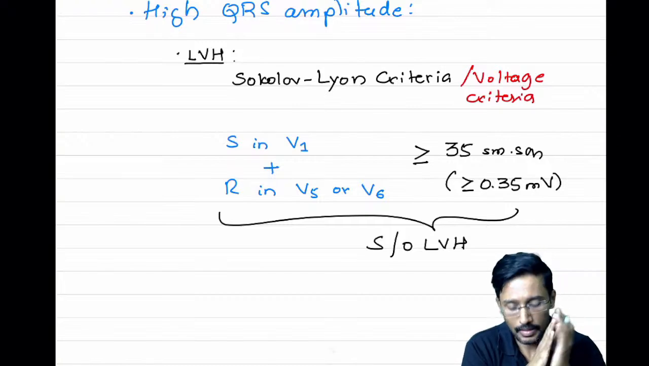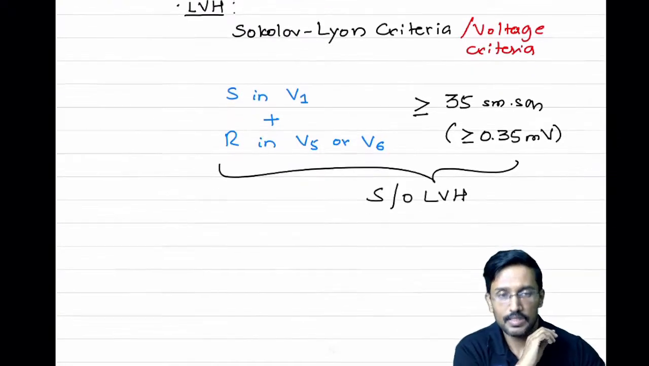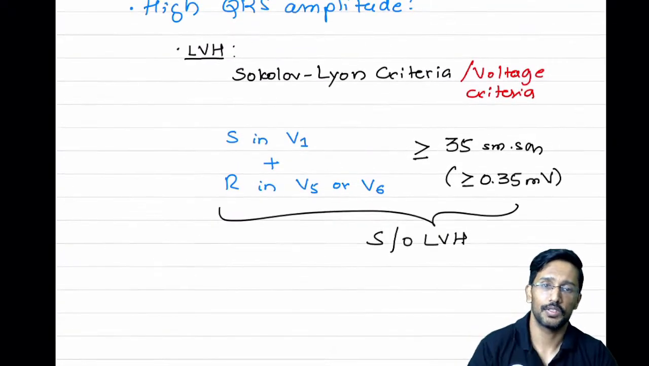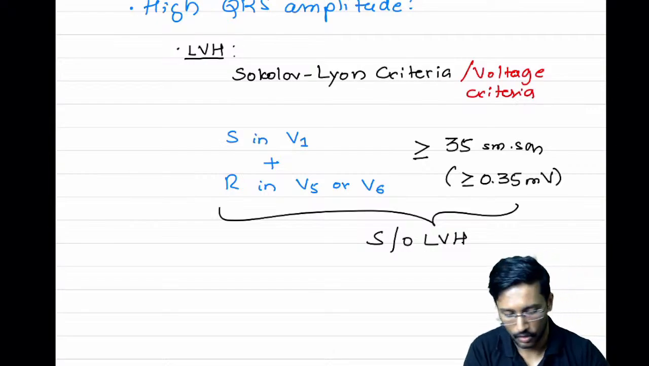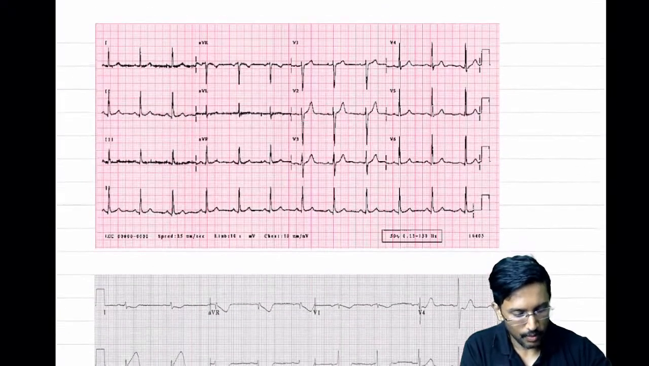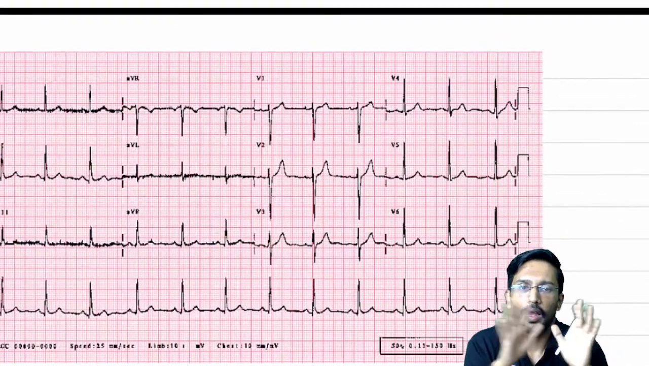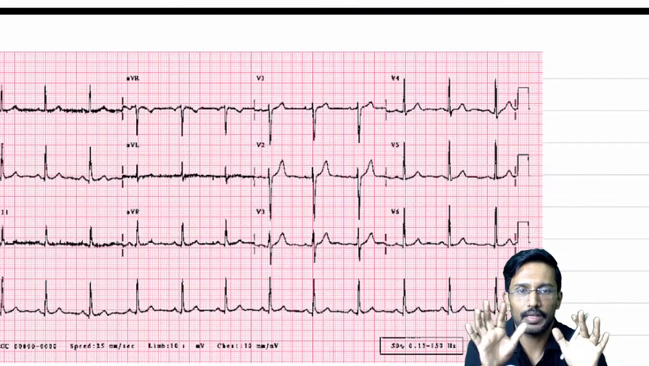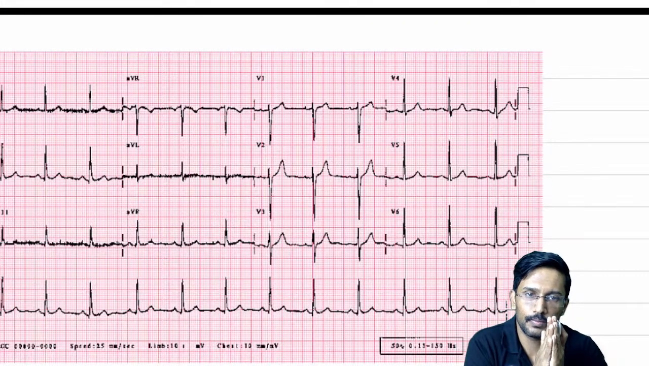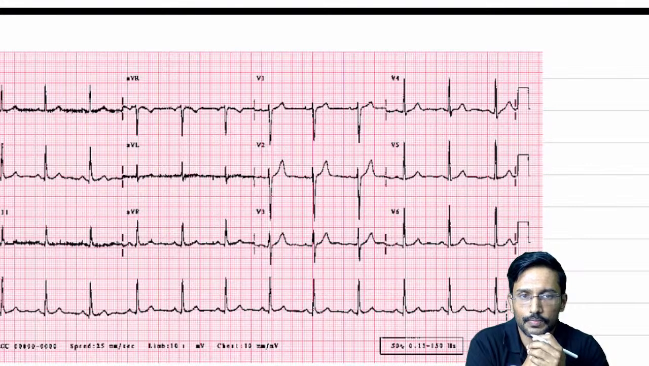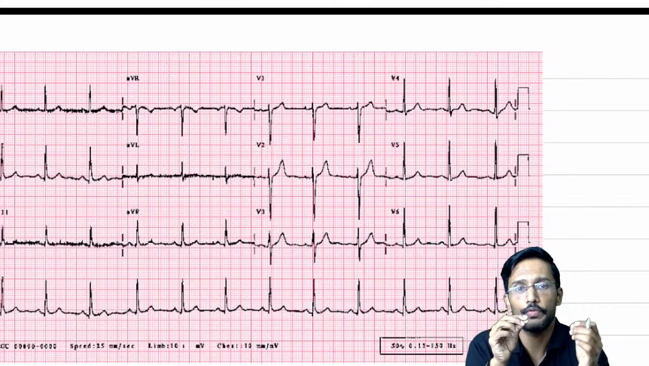What have we called this criteria? Sokolov-Lyon criteria. So we will go through some ECGs and see if we can identify whether the patient has left ventricular hypertrophy or not. Now look at this ECG. I have only one question for you: is this patient having left ventricular hypertrophy? How will I recognize that? By looking at S in V1 plus R in V5 or V6.